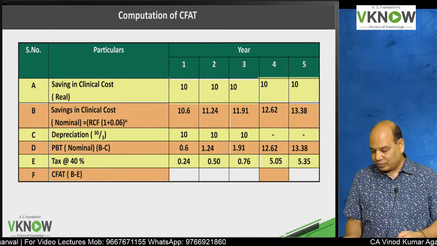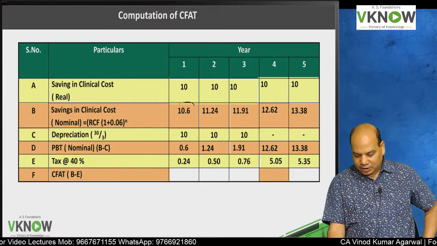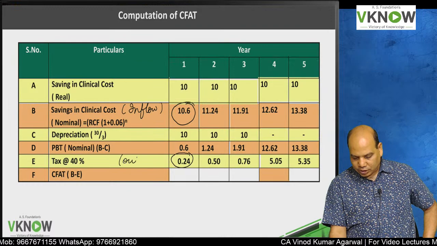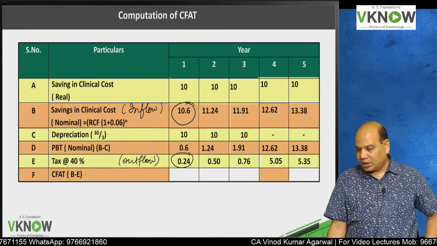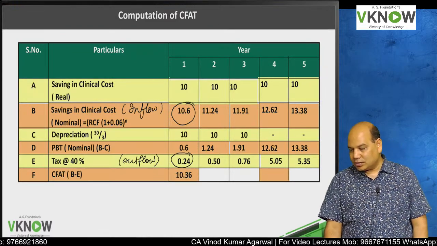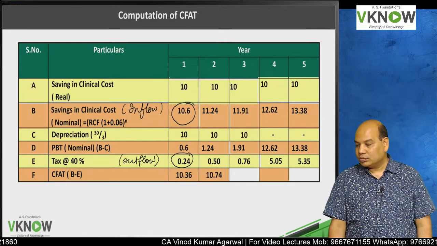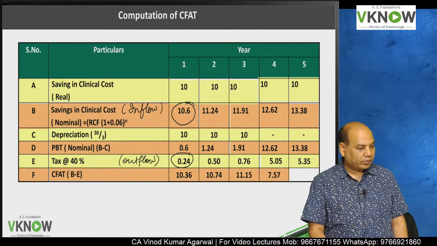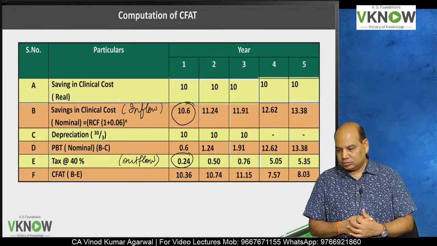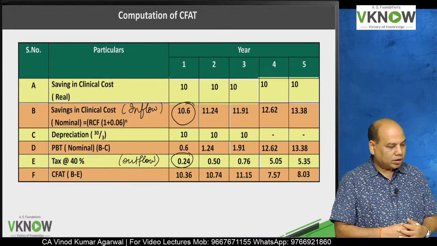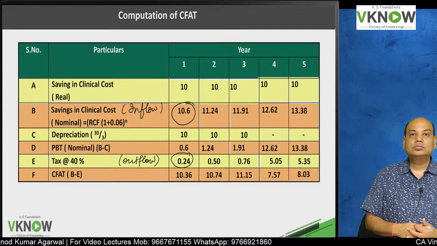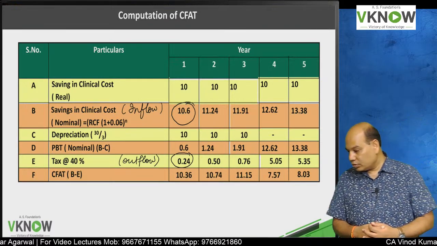Next point, CFAT. CFAT can be calculated by simply taking inflow minus outflow. Saving is inflow, tax is outflow. B minus E. Come on student, B minus E, you can do it. 10.36, 10.74, 11.15, 7.57, 8.03. Is the answer right? You can do it. Simple mathematics. No great effort involved. Is the answer right?